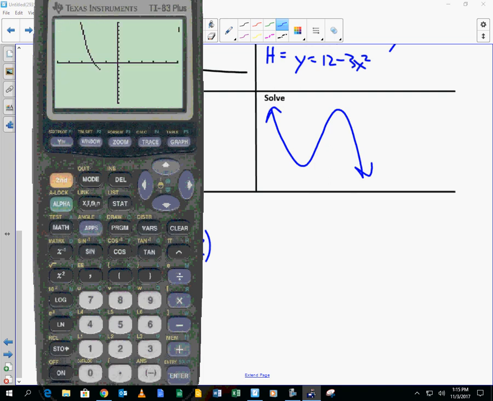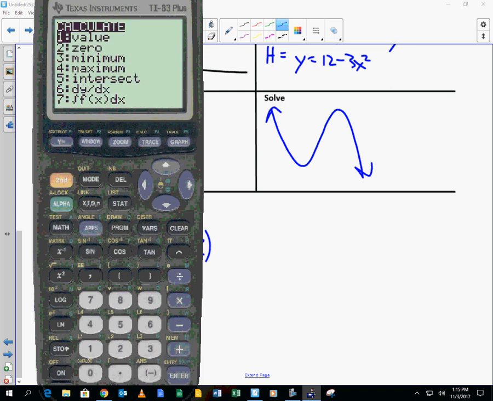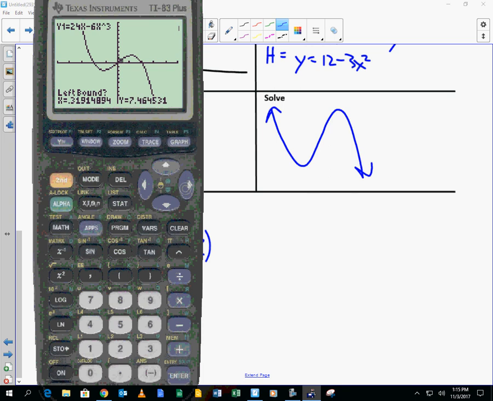And now I press graph, and sure. Did I really need to go up to 100? No, but I can see the maximum. That's all I want to see. So I calculate number 4, the maximum. Make sure I'm to the left of the max. Make sure that I'm to the right of the max. And I have a grand total of 1.15 and 18.48.